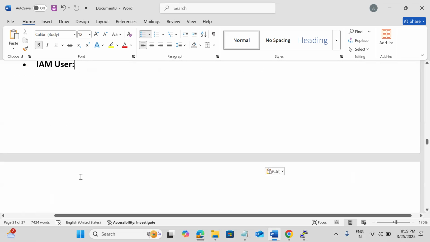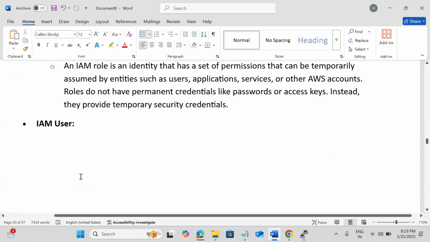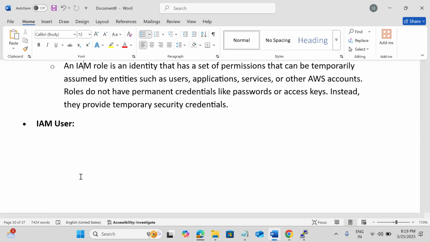And here the IAM role is an identity. We'll discuss IAM user versus IAM role. It is temporarily assumed by entities such as users, applications, services, or other AWS accounts. We define those permissions that can be temporarily assumed by those entities, and these are not permanent credentials. So which is more secure? IAM roles are one of the best practices.